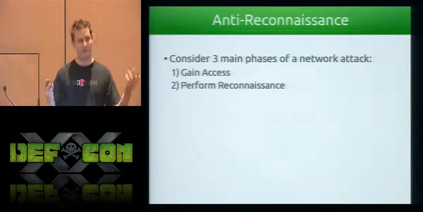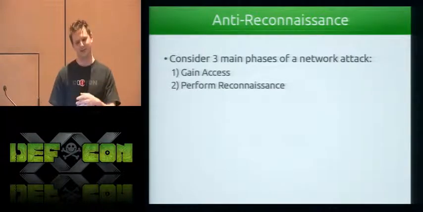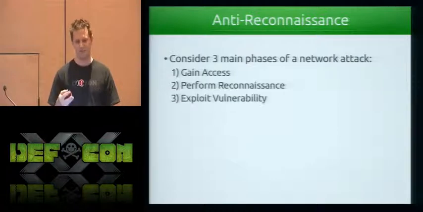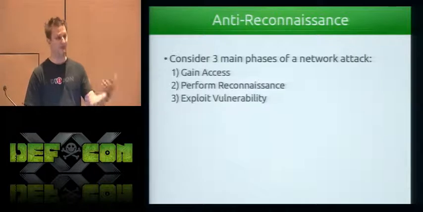Step 2 is performing reconnaissance. You have to find out all kinds of stuff about the network that you want to attack. And I'm going to talk about this, of course, in great detail later. And then step 3 is exploiting the vulnerability, exploiting something that you found that's bad about the network that you gained in step 2, right?